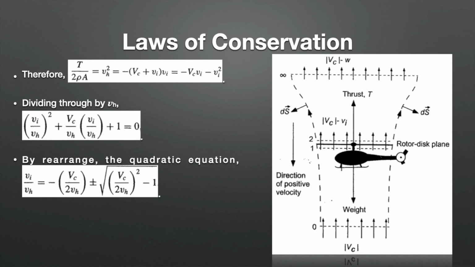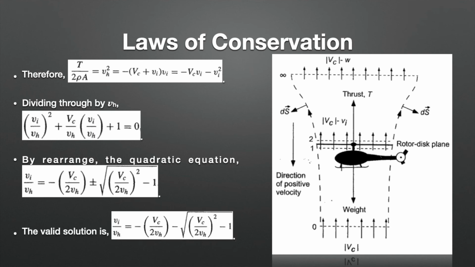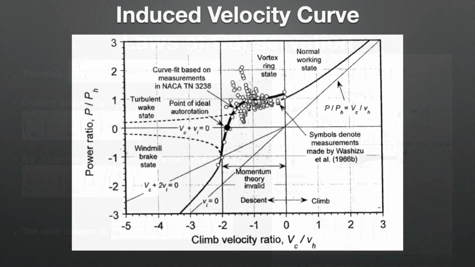The only valid solution here will be Vi by Vh is equal to minus Vc by 2Vh minus square root of (Vc by 2Vh) whole square minus 1. Here in plus or minus we have considered minus because the flow is in the negative direction. This will be valid only when Vc by Vh is less than or equal to minus 2.